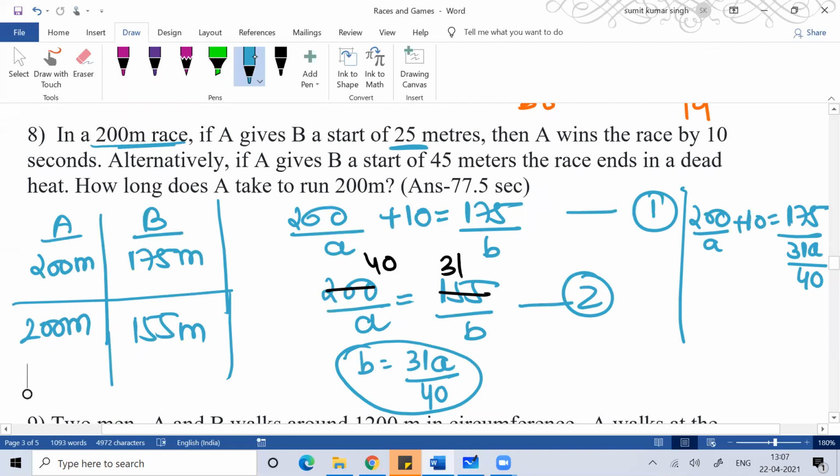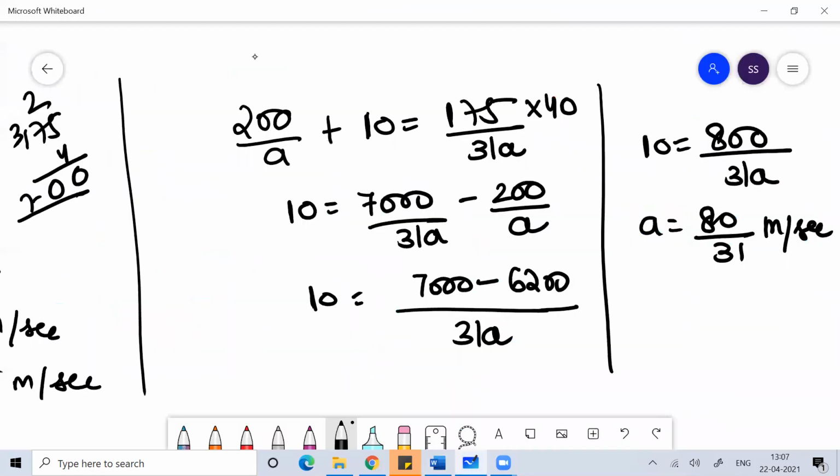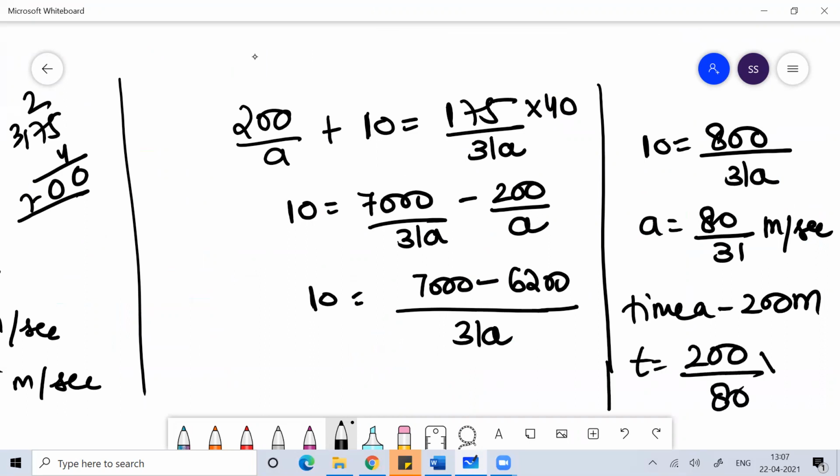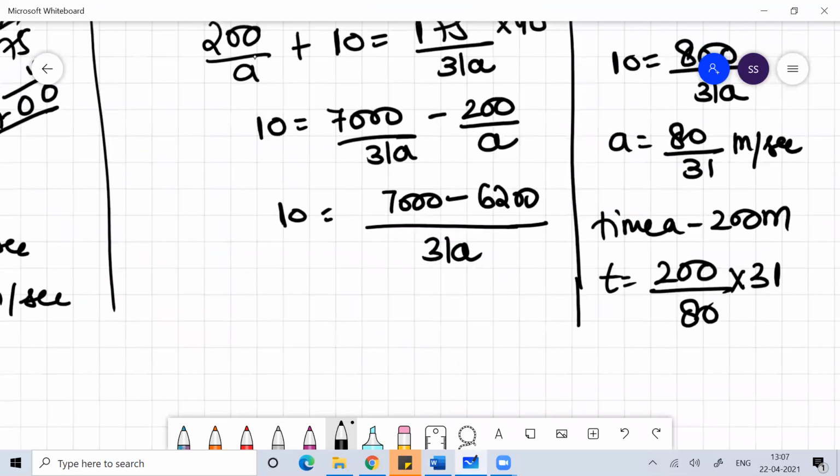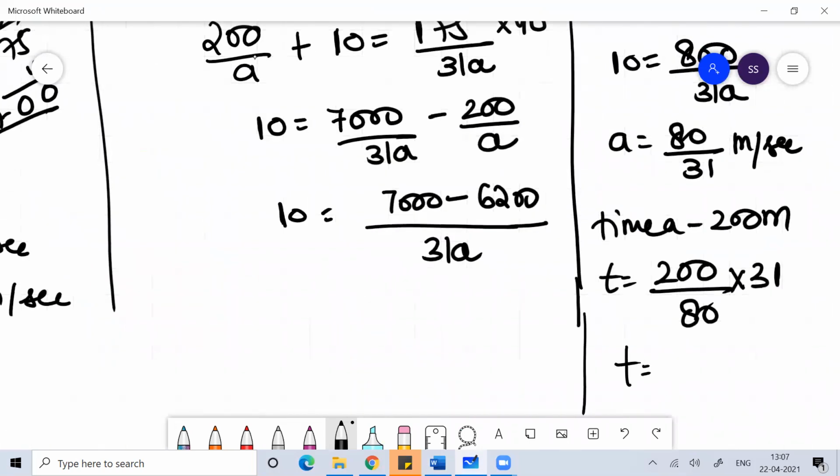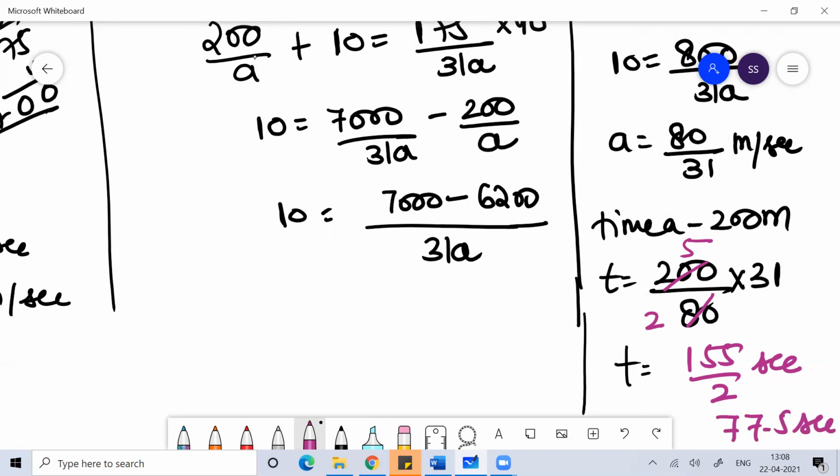What I need to find is how long A takes to travel 200 meters. So what time will A take to cover 200 meters? That time is distance by speed. Speed is 80 by 31, so I can find the time. This is 5 sir, this is 2 sir. So this is 155 by 2 seconds, or 77.5.